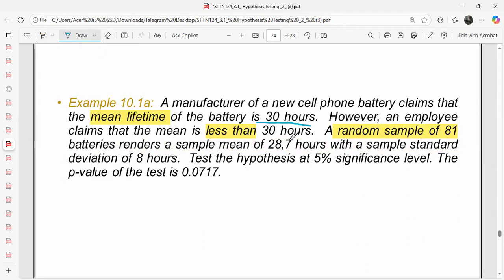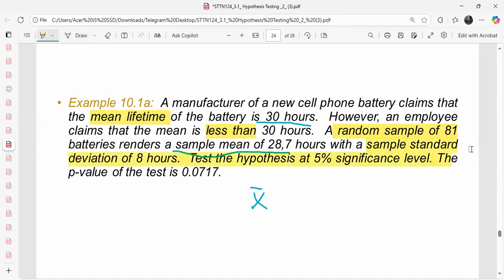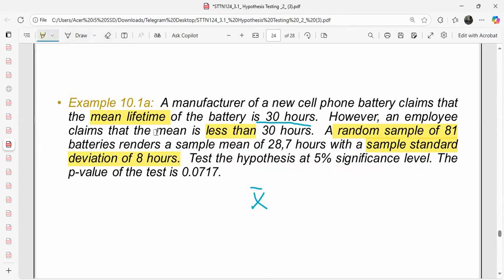Now they say that the battery sample renders a sample mean. Remember, what is the sample mean? They're talking about the x bar. So x bar is equal to 28.7, with a sample standard deviation of what? When you check here, the sample standard deviation is 8. So we can see that already we are given everything here. So it's going to be easy for us to calculate the test statistic and also to formulate.